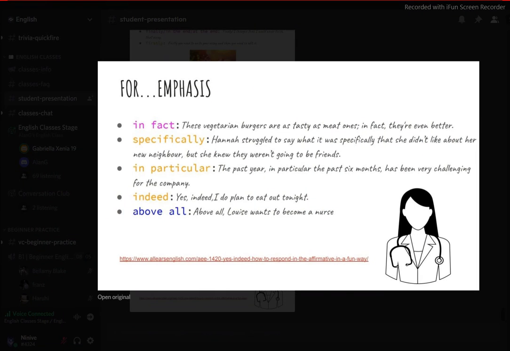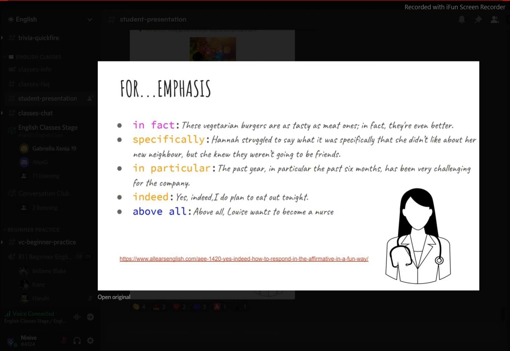Okay, so here we have my favorite words that are used to emphasize some concept. This is really important because we have to focus on some ideas sometime, and to do this, we have to use these words. These are, in fact, specifically, in particular, indeed, and above all. So, one really beautiful word here is indeed. It is a synonym of in fact.